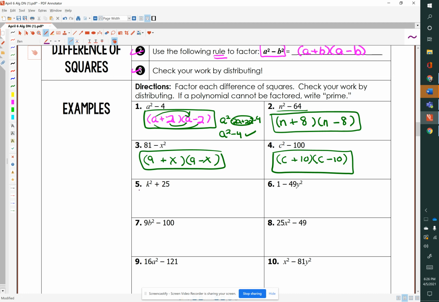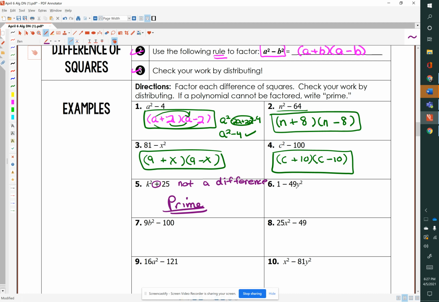Now, did you try number 5? For number 5, we have k squared plus 25. But the problem is it's not a difference. It's not subtraction. Okay, so that means it is prime. Needs to be subtraction in the middle.